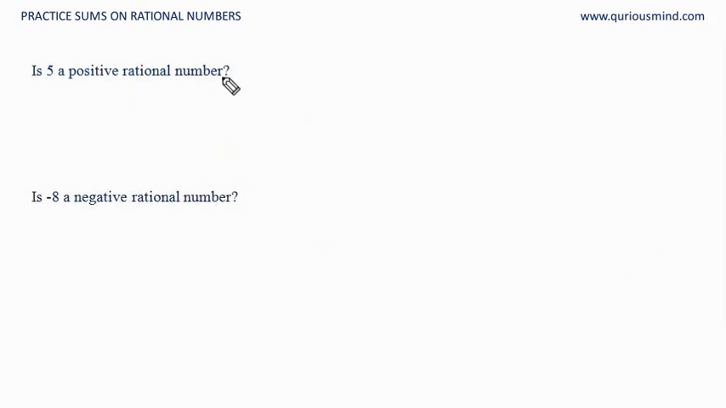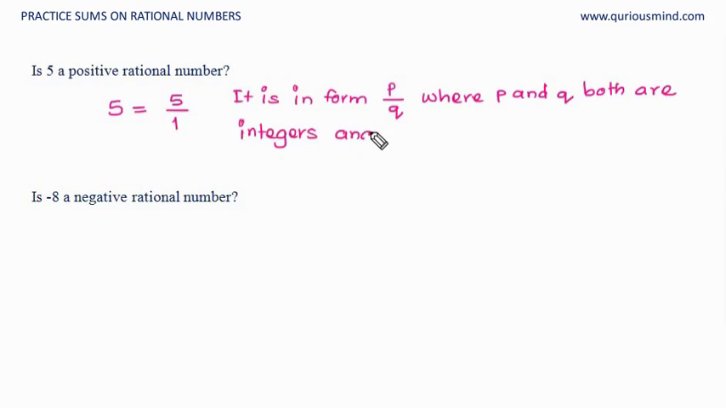Is 5 a positive rational number? So if you remember, 5 can be written as 5 upon 1. Is it in form P upon Q? Yes, it is in form P upon Q. Are both P and Q, which is 5 and 1, integers? Yes, both 5 and 1 are integers. And is Q not equal to 0? Yes. So it is a rational number. Now is it a positive rational number? We see that both P and Q have positive sign. And yes, it is a positive rational number.